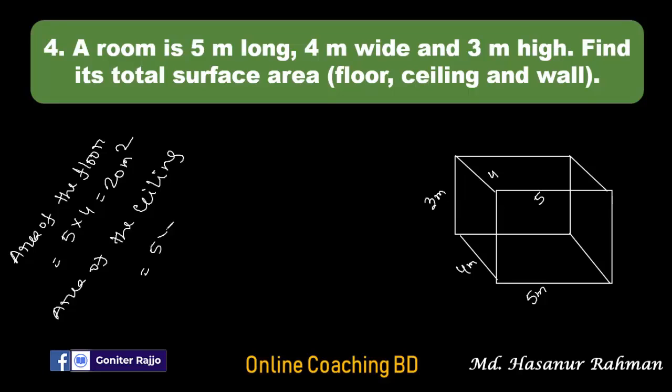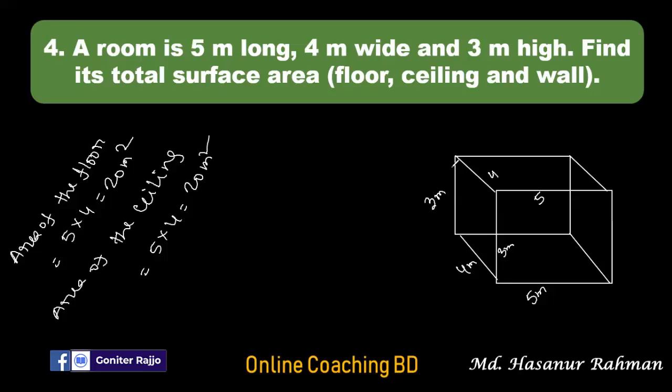That will be 5 multiplied by 4, that is 20 square meter. Now, if you want to find out the area of each wall, you will see at the front wall, length is 5 meter, height is 3 meter. Front and back wall both are the same, same measurement. But left and right wall is not the same. That is the difference. That has 4 meter length and height is 3 meter.